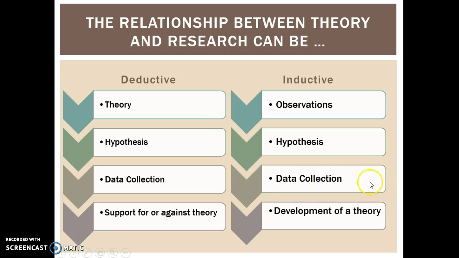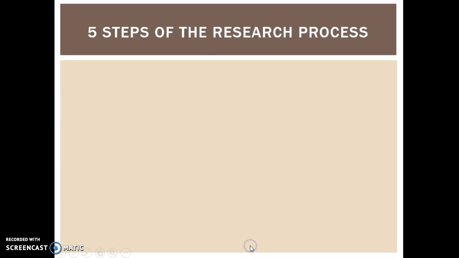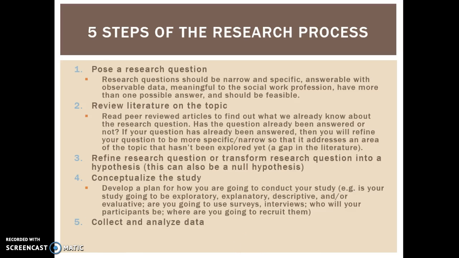Okay, so that is the relationship between theory and research. The research process has 5 main steps. We, as a class, are going to go through all 5 of these steps over the course of the next 2 semesters. So this semester and next, we will go through all 5 of these steps and complete an empirical research study. Each of you will complete an empirical research study between now and May.